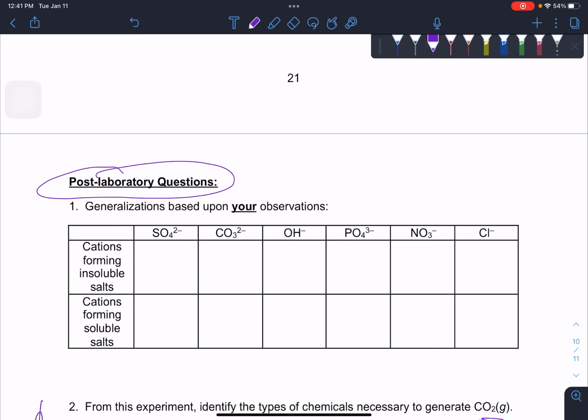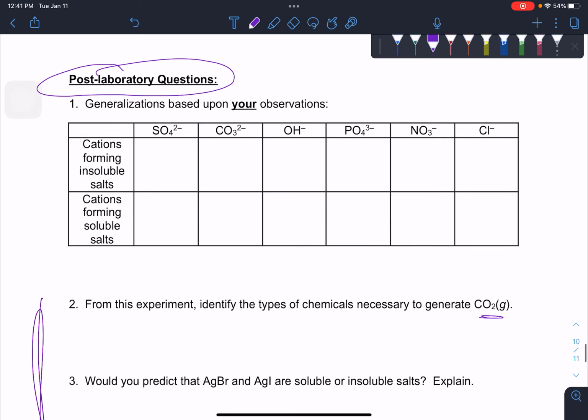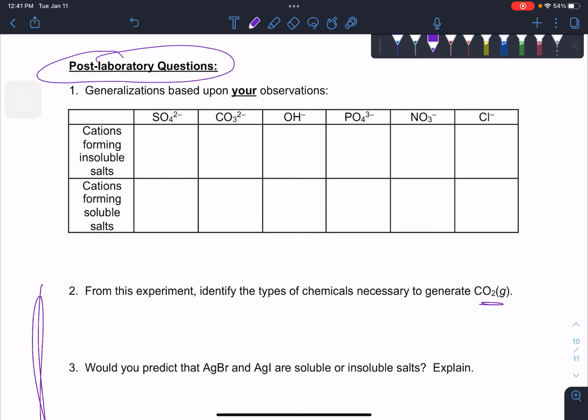All right. Okay, let's talk about this table. It says your observations. You can go into the solubility table and just cover this thing full of notes, but that's not what we want. We want you to look at the observations from this lab and then fill in this chart. I'll address that in just a second.